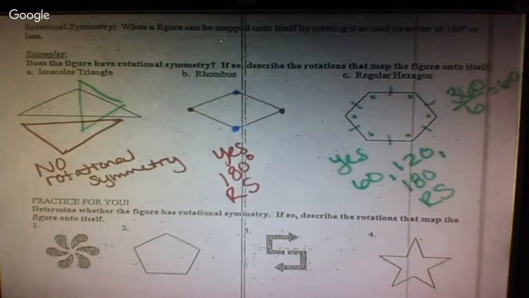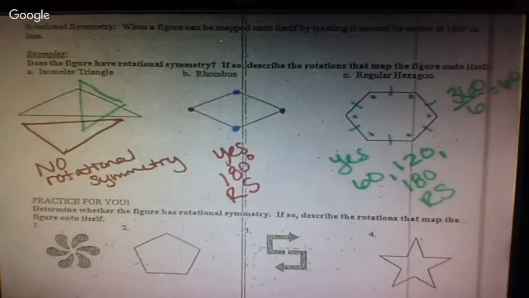No. Because if I move this to this angle, I've moved 60 degrees. If I go from this angle to this angle, I've moved 120. And if I go from this angle to this angle, that's 180. The same would apply to a square because they have the same size. Yes. Okay.